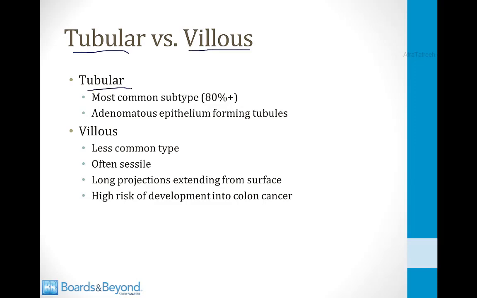Tubular polyps are the more common subtype of adenomatous polyps. 80% or more are tubular, and tubular polyps have adenomatous epithelium forming tubules. I'll show you a picture of that in a minute. The less common histologic type of an adenomatous polyp in the colon is called the villus type. These are often sessile and they have long projections extending from the surface, and there's a very high risk of this type of polyp developing into colon cancer.